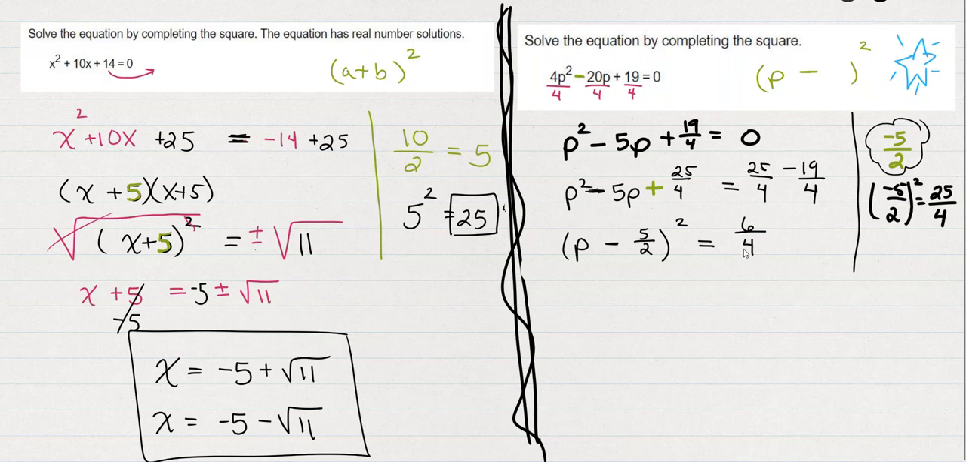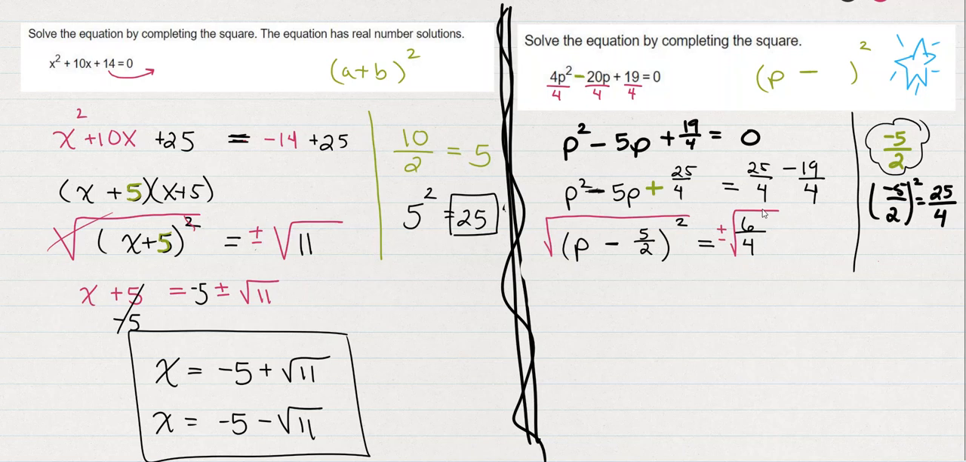Now, because I see a perfect square here, I'm not going to simplify this. I'm not going to do 6 over 4 is 3 halves. Why? Because I see a perfect square in that denominator. So next, when I do the square root of both sides, to use the square root property, don't forget, when I do the square root of 6 over 4, there's got to be plus or minus.